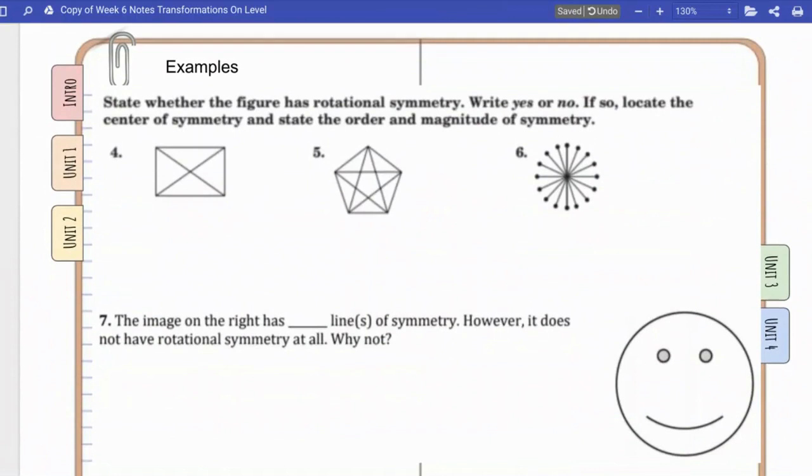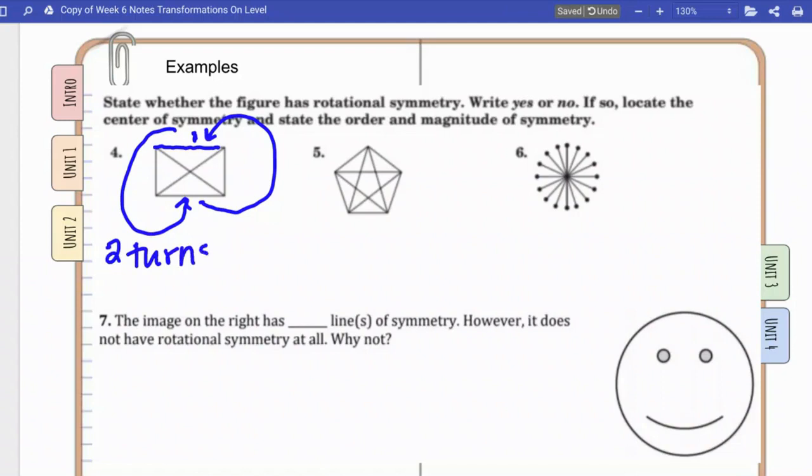State whether the figure has rotational symmetry. Write yes or no. If so, locate the center of symmetry and state the order of magnitude. Okay. So if I turn this 180 degrees, so let's say this is the top. Think about holding your notebook or a piece of paper. If I turn that 180 degrees, this side will end up here. And if I turn it 180 degrees again, it will end up back by itself. That's 2 turns. 360 divided by 2 equals 180 degrees, which is the magnitude.